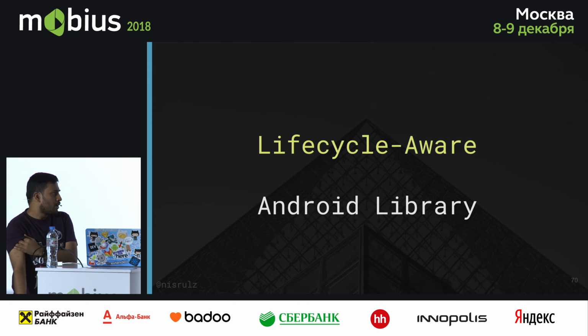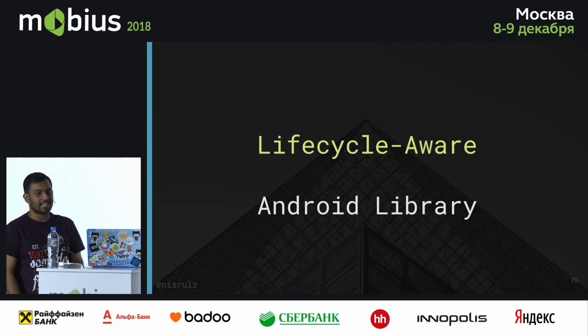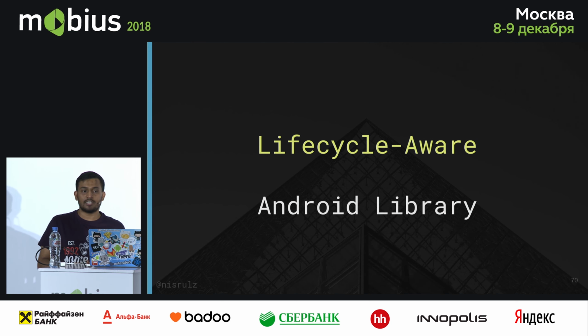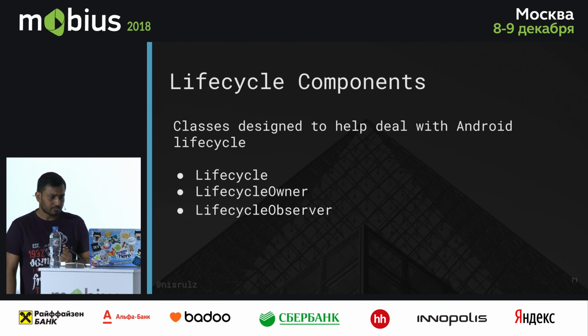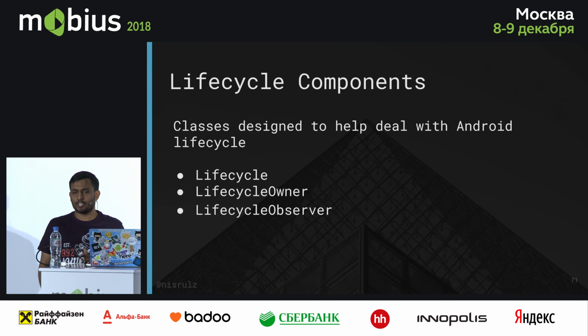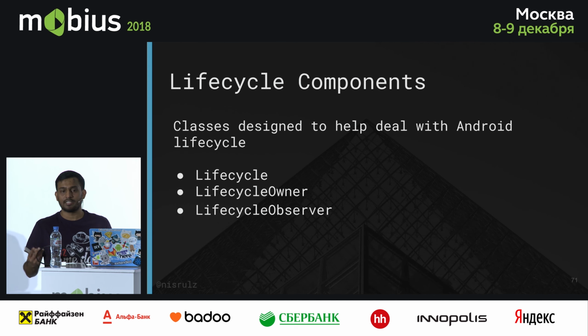OK, so this is some sort of experiment I did. We all know about the lifecycle components, right? We also know architecture components, and lifecycle components are basically part of it. And these are basically classes defined to let you handle the lifecycle of fragments, services, or your activities, anything that is a lifecycle owner. So basically, they have three classes. They have something called lifecycle, lifecycle observer, and lifecycle owner.